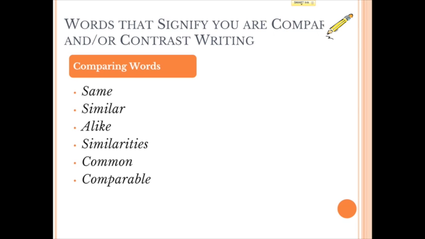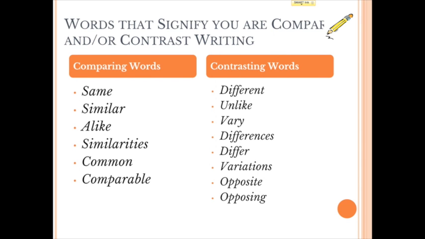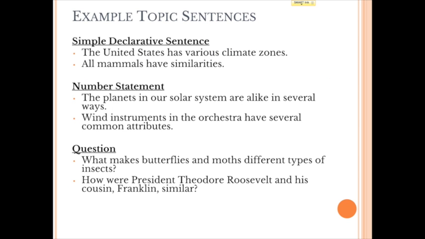All right, some words that signify that you are comparing and contrasting. Here's some comparing words: same, similar, alike, similarities, common, comparable. And then some contrasting words: different, unalike, vary, differences, differ, variations, opposite, opposing. Don't forget you have that little tent thing that I put on your tables when we're doing bigger writing assignments that has a whole bunch of words as well, and sentence frames to help when we're doing compare and contrast writing.